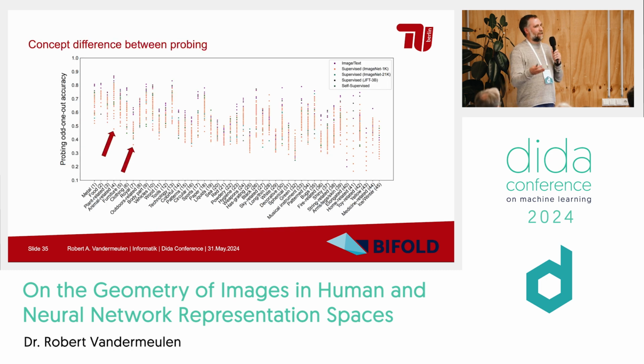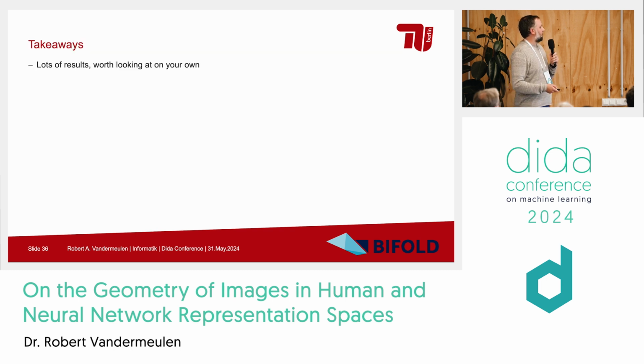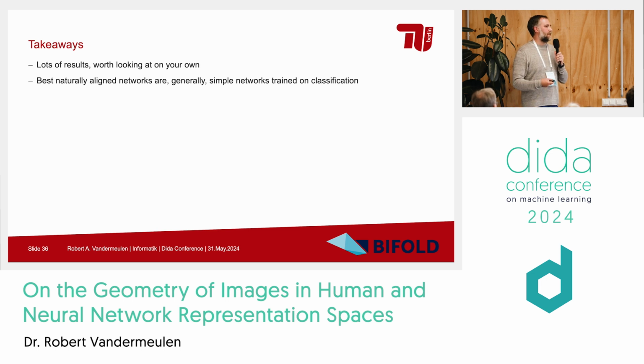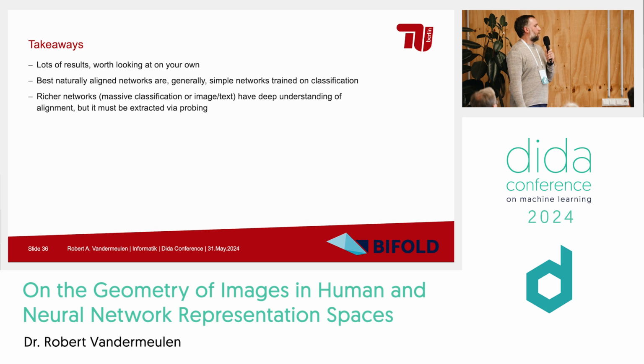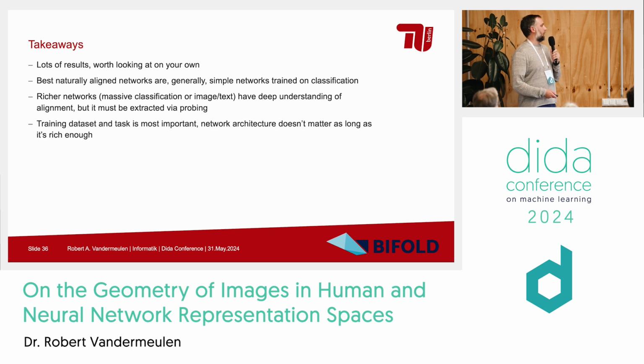Yeah. So there's a lot of other results. I would recommend looking at it yourself. It's hard to know what you'll find interesting, but there's a mountain of graphs in there. I'm sure you'll find some stuff you like. So takeaways: lots of results. The best naturally aligned neural networks are generally simple networks trained on classification. With richer networks, you can get a more aligned representation out of them, but it has to be extracted. And training data set and task is the most important. If your network is rich enough to do well at this task, it doesn't matter which network you use, its alignment will be consistent.